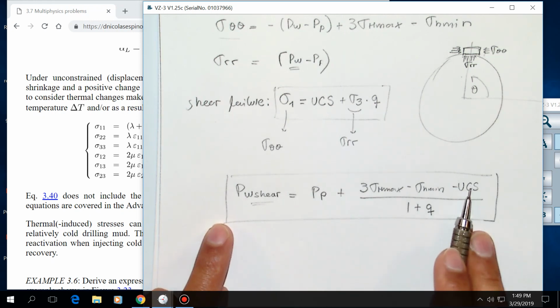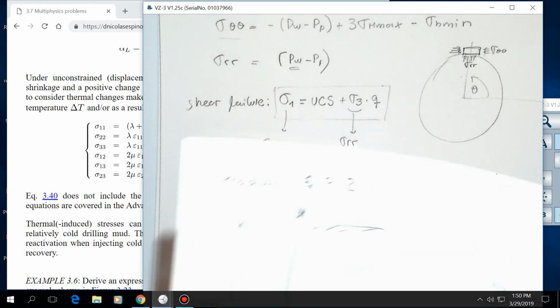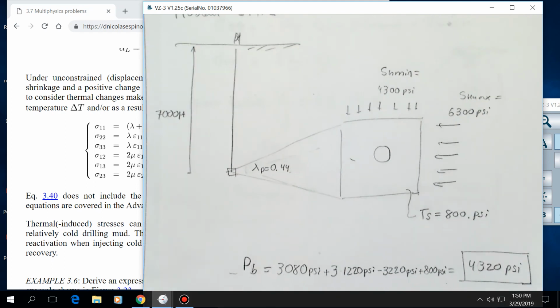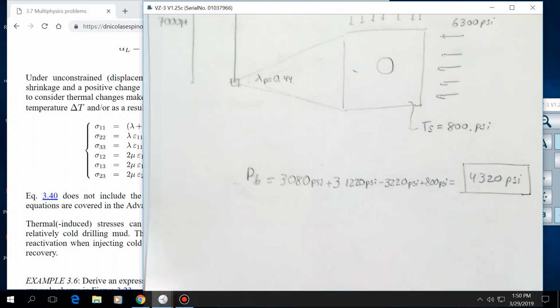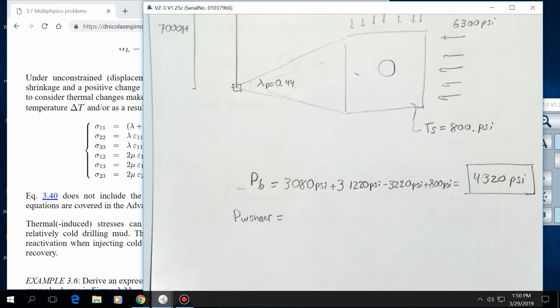And the stronger your rock, either because of UCS or because of Q, the lower this value is going to be. So what I'd like you to do later on is continue solving this problem and tell me what PW shear is. And the rest of the homework is just more of the same.